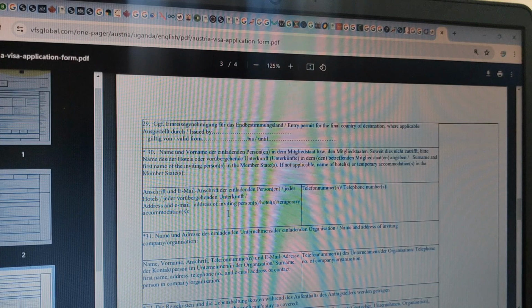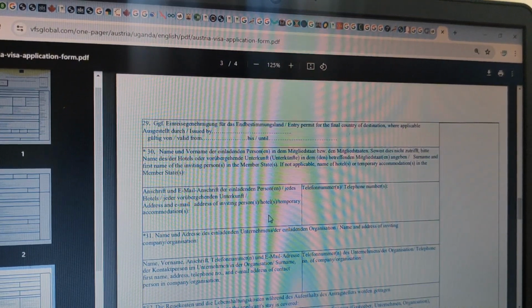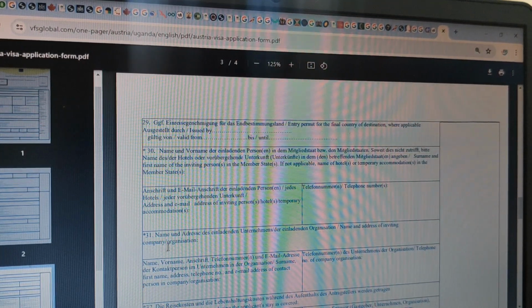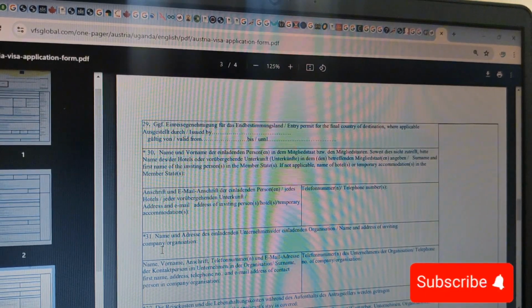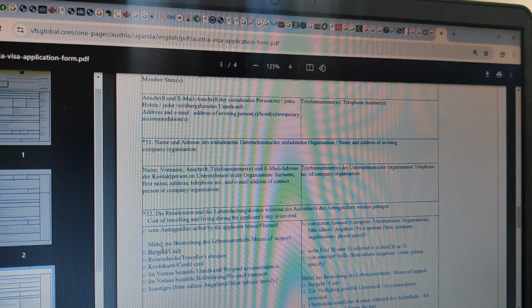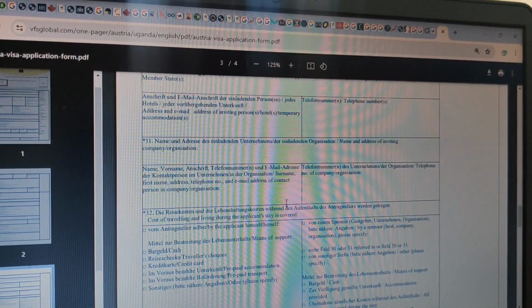Address and email address of inviting person or hotel or temporary accommodation. Telephone number. Name and address of inviting company or organization. Surname, first name, address, telephone number, and email address of contact in the company or organization. Organization, telephone number. Telephone number of company or organization.